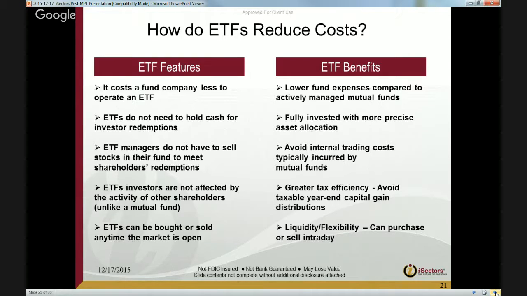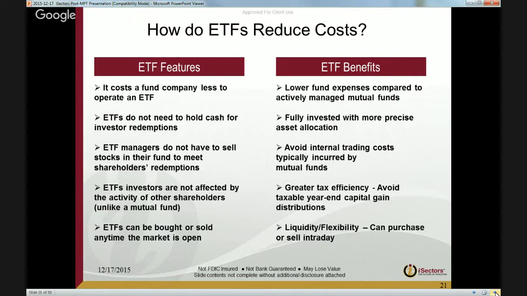And then ETF investors are not affected by the activity of other shareholders. When you own an ETF, it's just like owning an individual security. It's in your name, unlike a mutual fund where your investments are pooled together with all other investors in that fund.